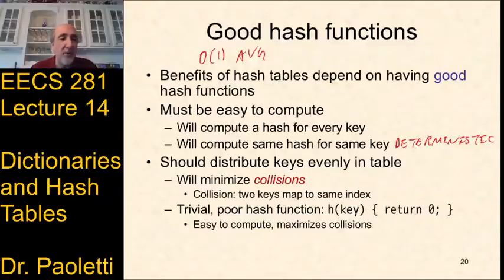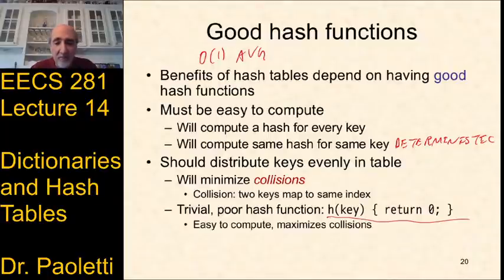If we distribute them evenly, it will reduce the collisions. It'll minimize them. We're not going to be able to prevent collisions, but we want to reduce how often they happen. So, for example, here, we've got a hash function that says, oh, you want to hash this key?